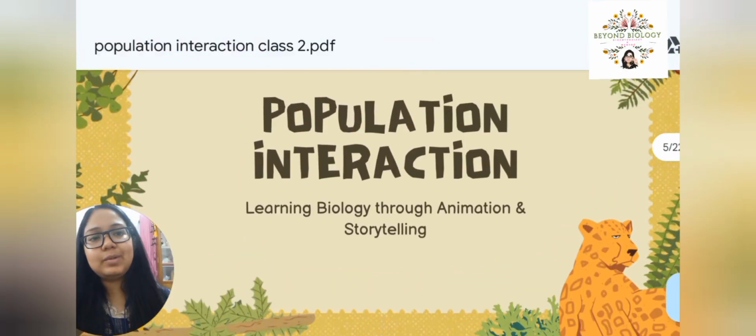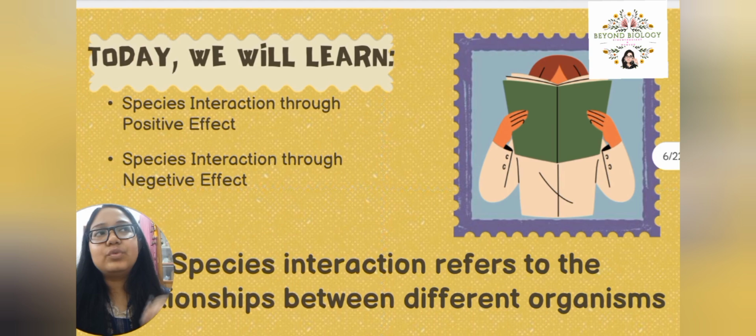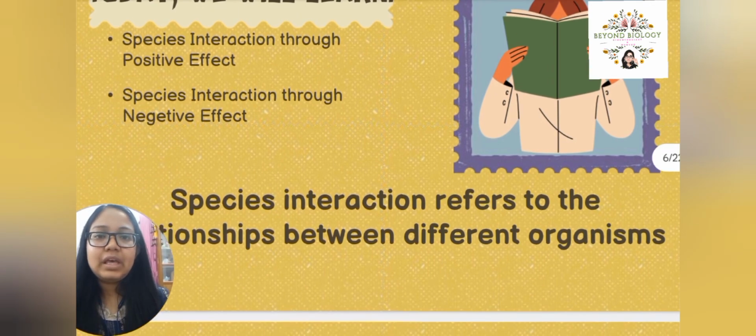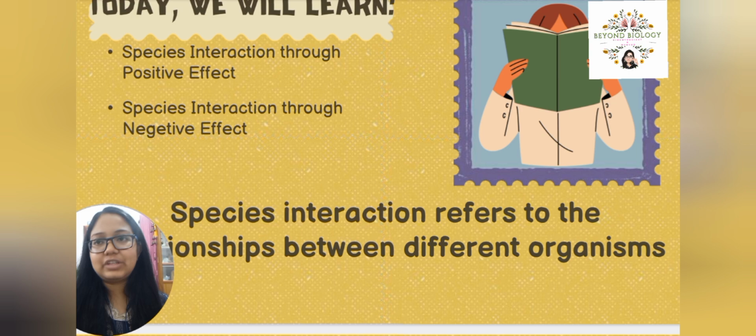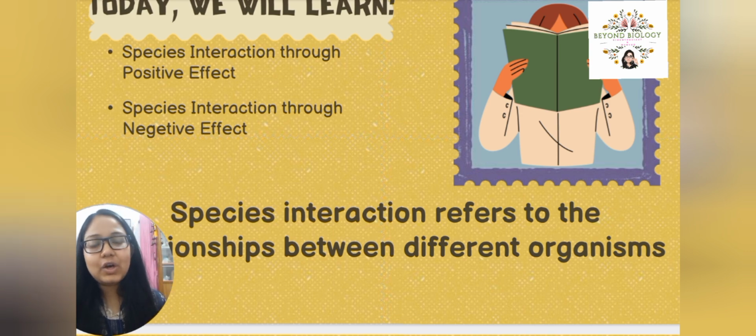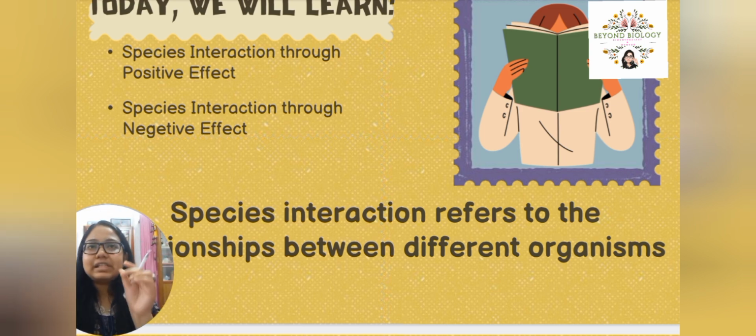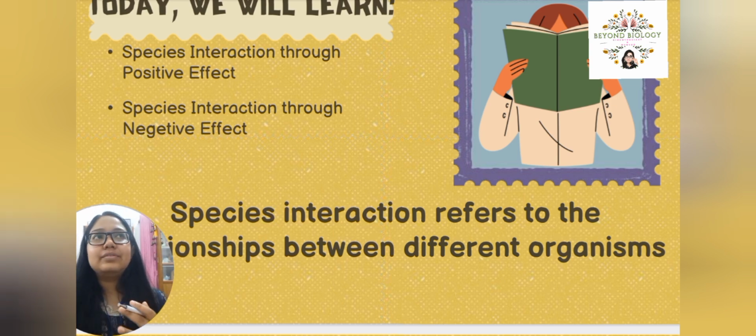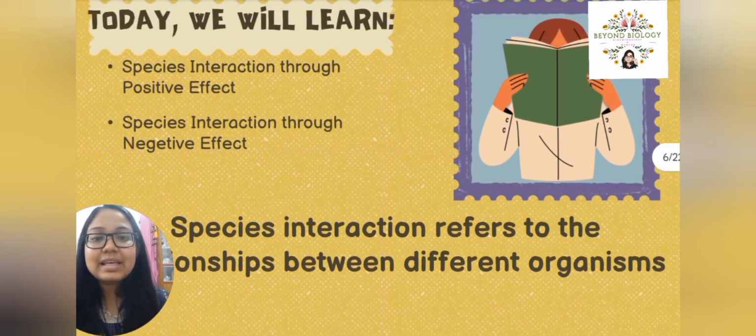So we are going to explore population interaction, focusing on the positive and the negative effect. Before we move on to species interaction, let us first revise a little what particular topic it is: ecological hierarchy. I will put the link of that video of ecological hierarchy in the description box. But just to recap, the base of ecological hierarchy is species or individual. For example, I'm an individual. Then comes population. When there are more than one individual of the same species, it is known as population.